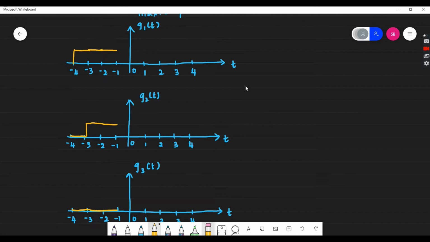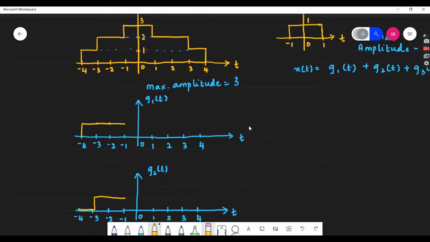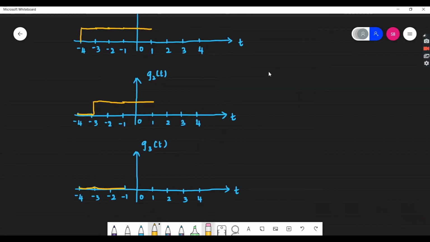Next, from minus 1 to 1, the amplitude is 3. So all the three signals have to work for that. So minus 1 to 1, it has an amplitude of 3. So this has 1 plus 1, which is 2, and then finally it also has 1 from minus 1 to plus 1. So 1 plus 1 plus 1 is equal to 3.